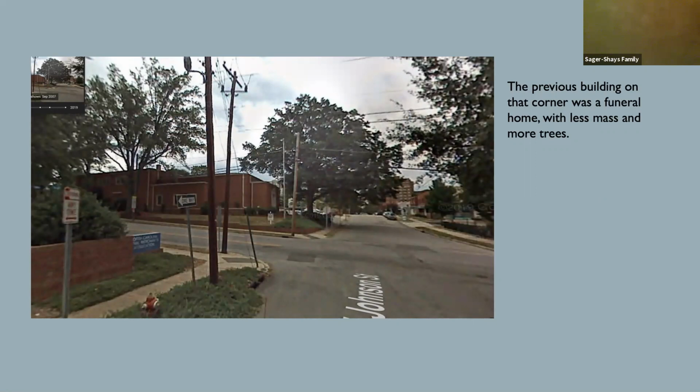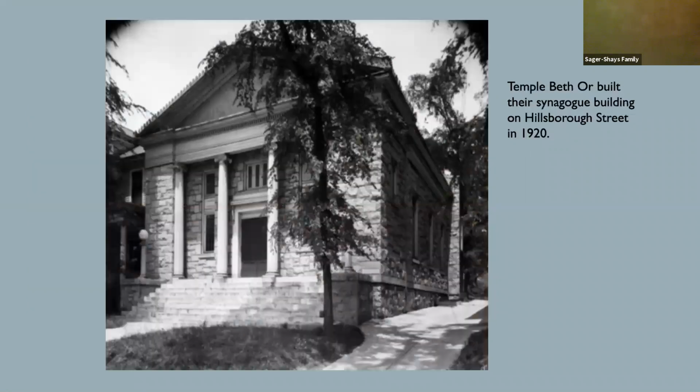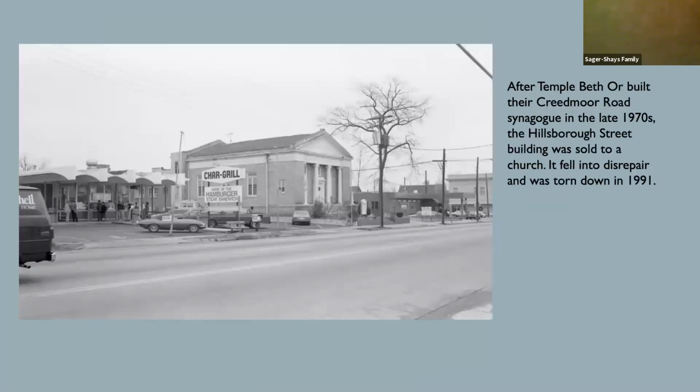And since we have a couple of shots, I wanted to show what was going on with Beth Orr. This was the Beth Orr building built on Hillsborough Street in 1920. They kind of skipped the middle stage between their 1920s life and their North Raleigh life, and they used the same synagogue structure all that time. It was on Hillsborough Street until early 1991. They had sold it to a church and it kind of fell into disrepair.